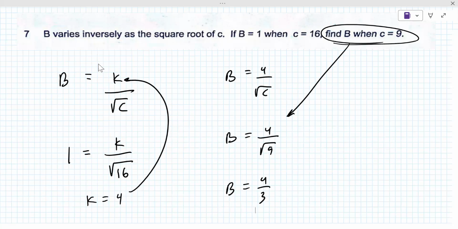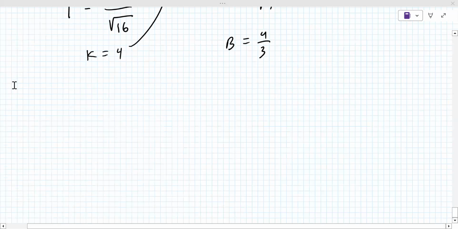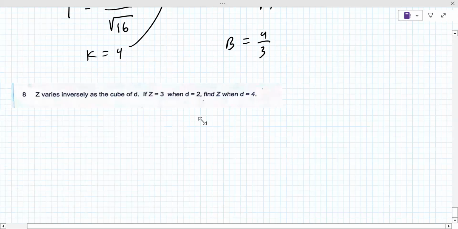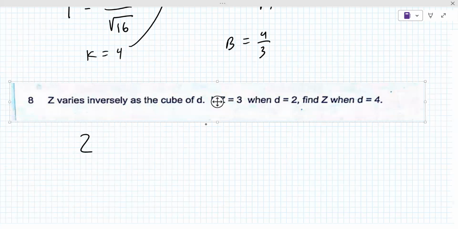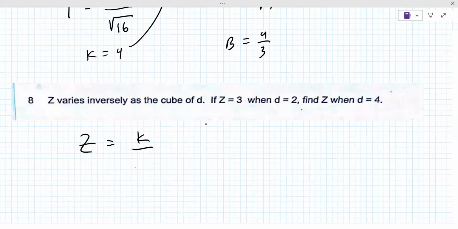Okay, that's right. So now we're ready for number 8. Okay, so again, kind of a similar z equals k over d to the power of 3.